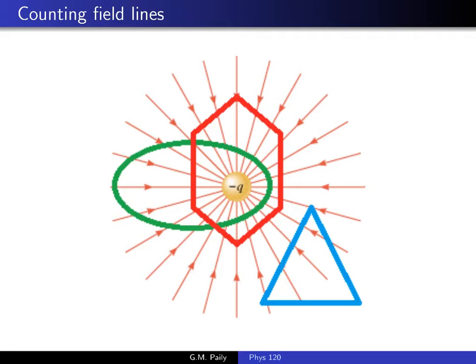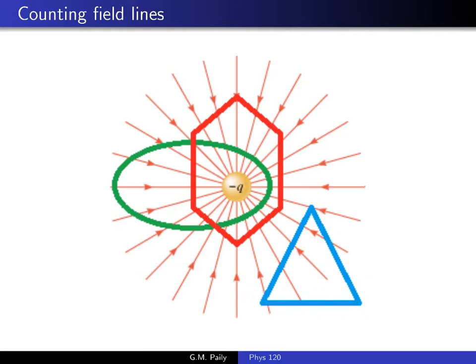And let's look at the flux. Here the charge is negative. And for both the green oblong and the red hexagon, we see that the field lines point in roughly the opposite direction to the area vector normals. And so they both have negative flux, and they have the same amount of negative flux. 24 field lines entering, none exiting.